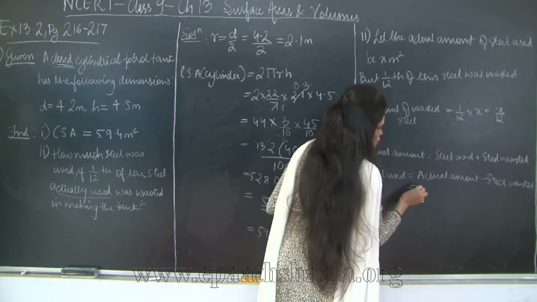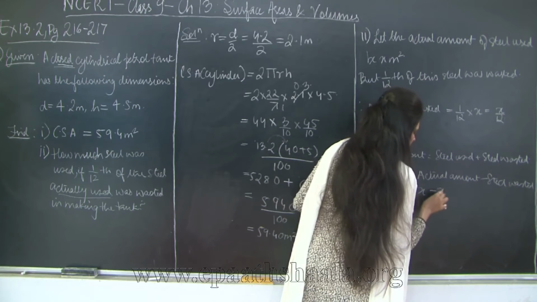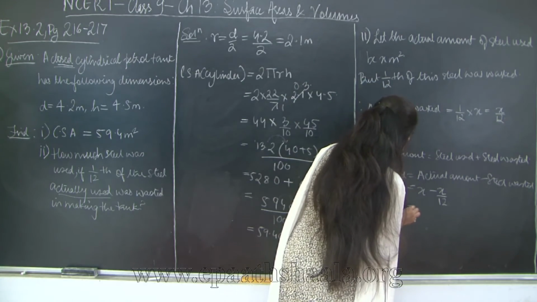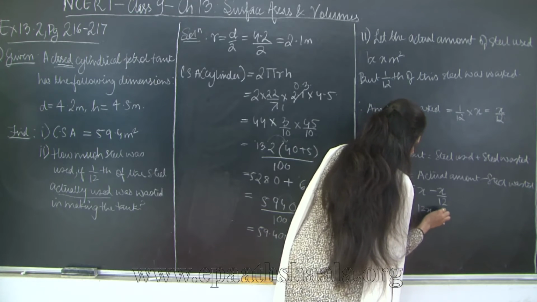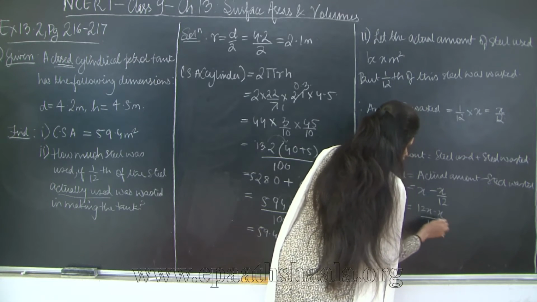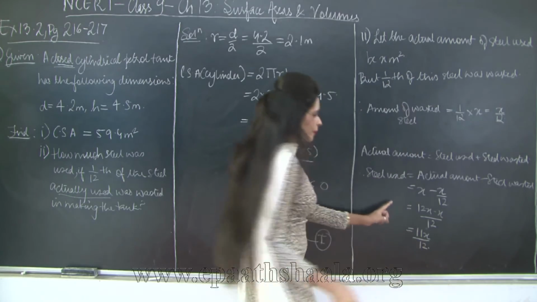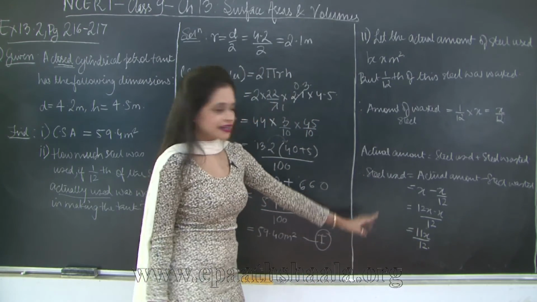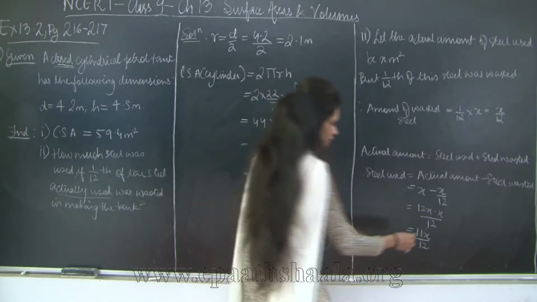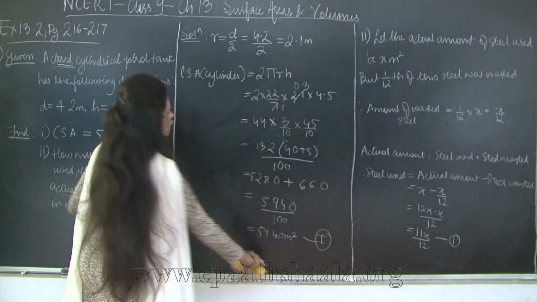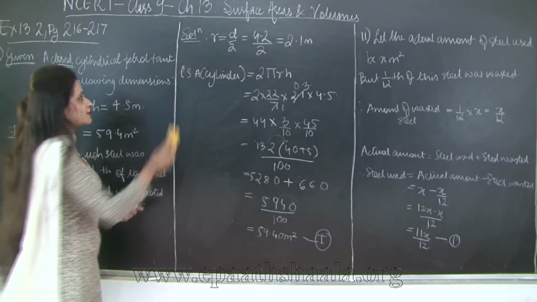So the actual amount is what? X, and steel wasted is x upon 12. So when you take LCM, what do you get? 12x minus x upon 12, which is equal to 11x upon 12. But steel used is for total surface area. The steel used is also equal to total surface area, right? Let's mark this as 1. So I'm erasing this section of the board. I hope you've taken a look at it.